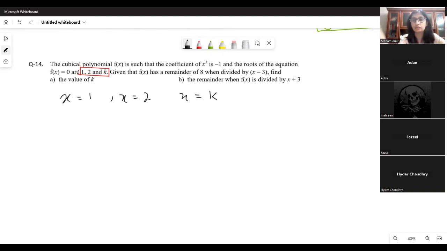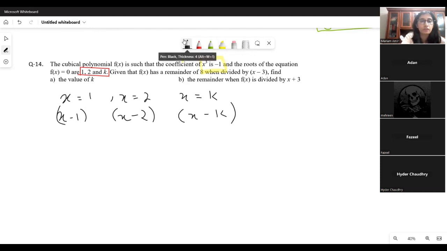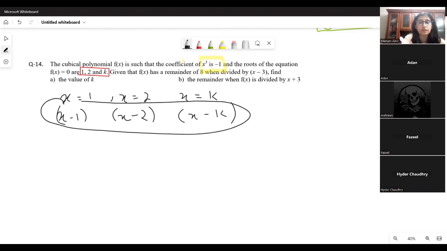So if you take these to the other side, you get x minus 1 as one factor, x minus 2 as the other factor, x minus k as the third factor. However, you're told that the coefficient of x cubed is minus 1. If these are the three factors, when you multiply x with x with x, your coefficient of x cubed is positive, not negative.